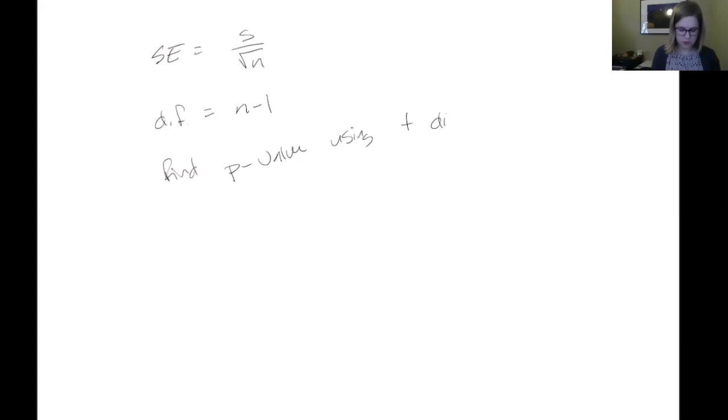I don't think I have a lot of final thoughts. You're still going to compute the standard error as s over the square root of n. You're going to use degrees of freedom equal to n minus 1. You need to find the p-value using the t-distribution in Statkey.